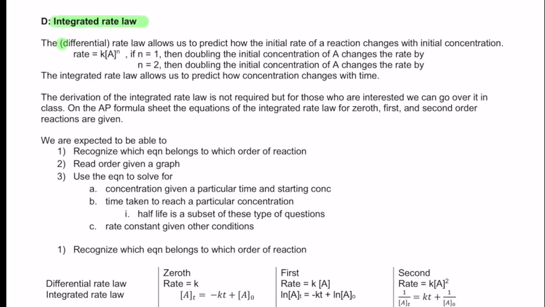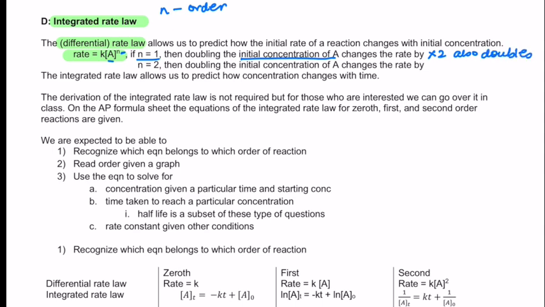We talked about the differential rate law, which looked something like this. Rate is equal to k, the rate constant, times the concentration of the reactant raised to some power n, where this n is the order with respect to A. And what we learned at that time was that if n is equal to 1, that is, if it is a first order reaction, then if you double the initial concentration of A, the rate changes by 2 times, which means rate also doubles.